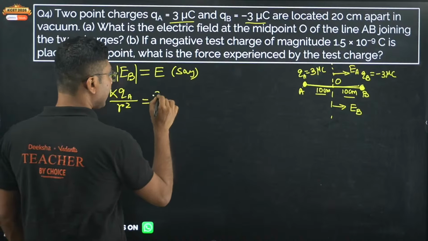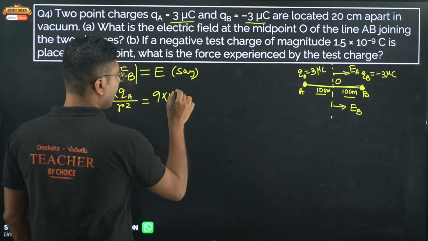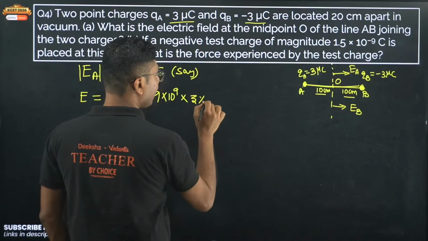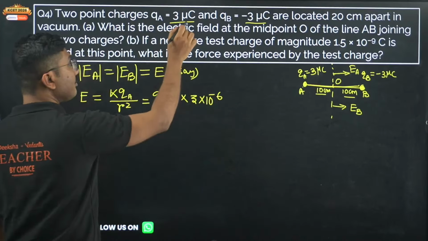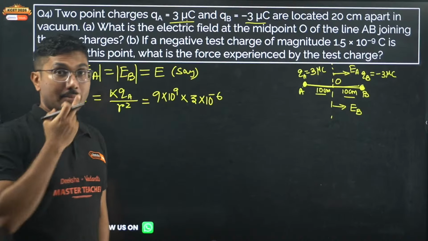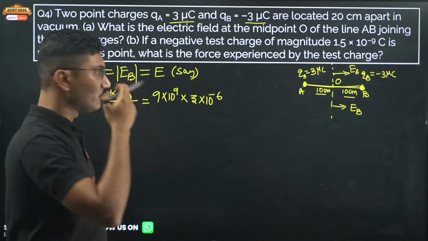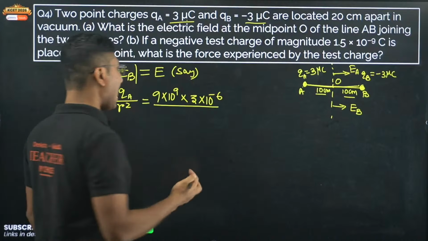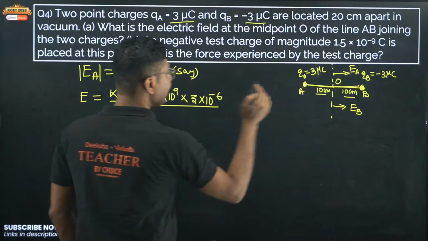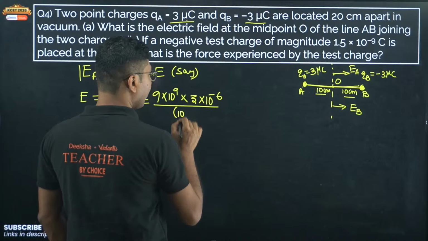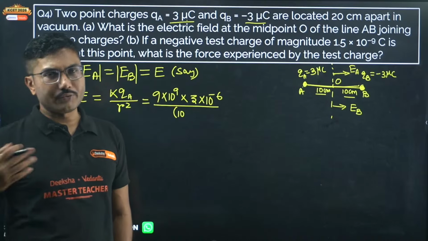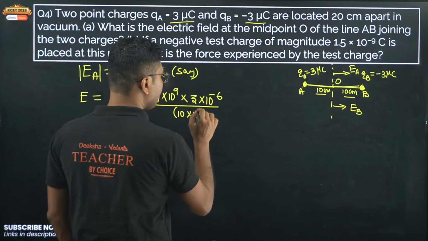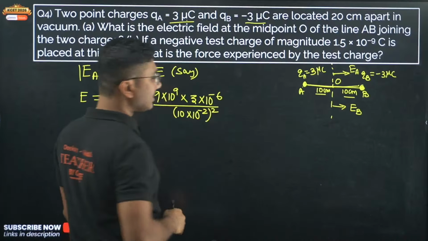K is the Coulomb constant, so 9 into 10 to the power of 9. QA is 3 microcoulomb, that means 3 into 10 to the power of minus 6. Do not miss out on this micro or nano. Micro, nano, in the case of capacitors pico, so everything is important. Divided by R squared, because electric field goes as 1 over R squared. Here the distance is 10 centimeter. Many students tend to convert 10 centimeter into meter by decimal, and they get confused and lose their way. I always recommend, do not use decimals, instead use 10 to the power of minus 2.